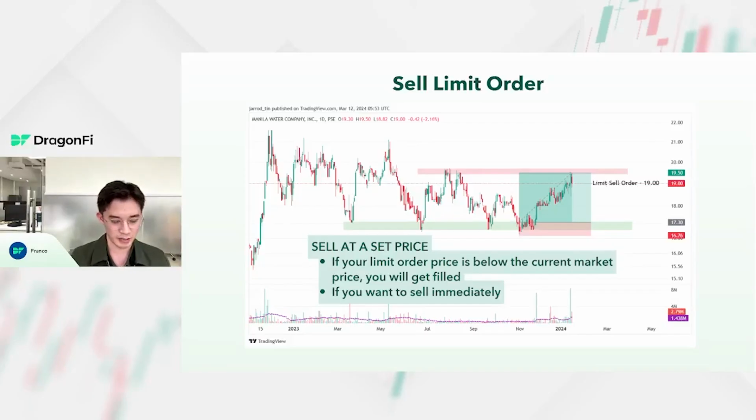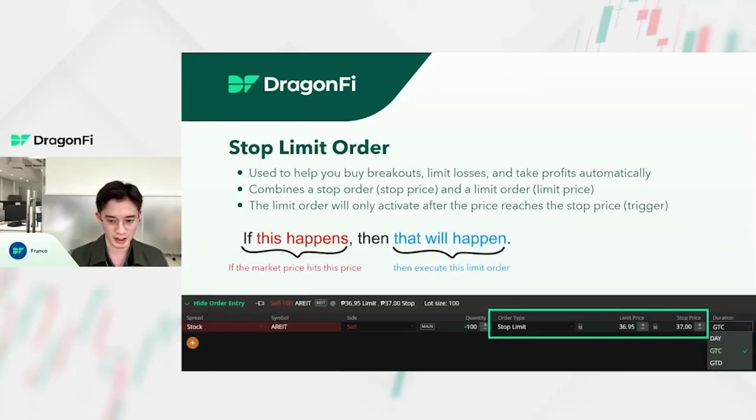All right, the next type is an advanced conditional order. Basically, it's what we call a stop limit order. It's a type of order designed to help you buy the breakouts or automatically cut your losses and take profit. A stop price is basically your trigger price, meaning your order will be activated and sent to the market. If it's not hit, for example, if you set your stop price at 37, but the current price is 39, your order will not be active. It will still be in working progress.